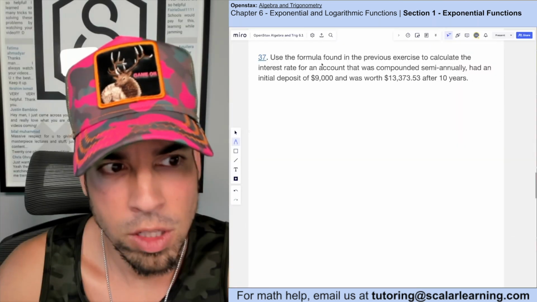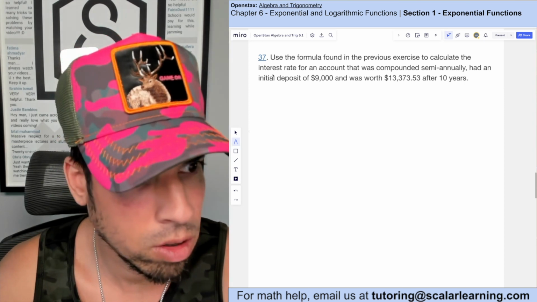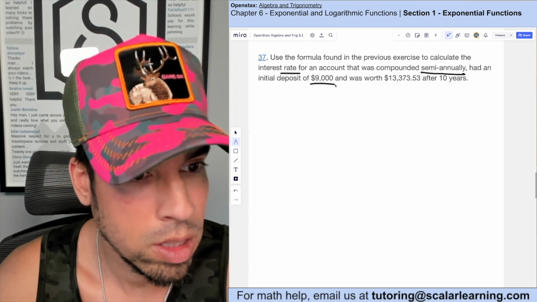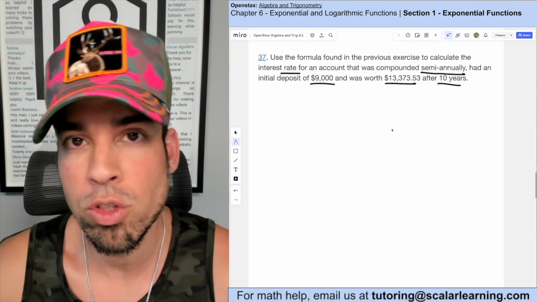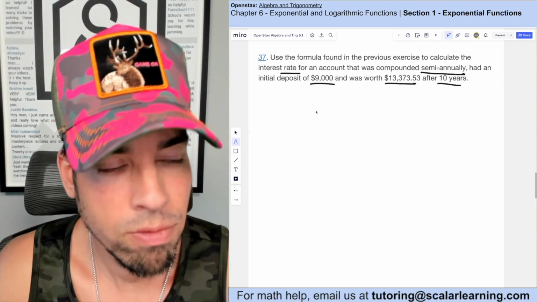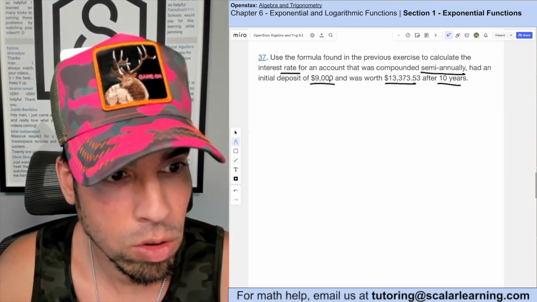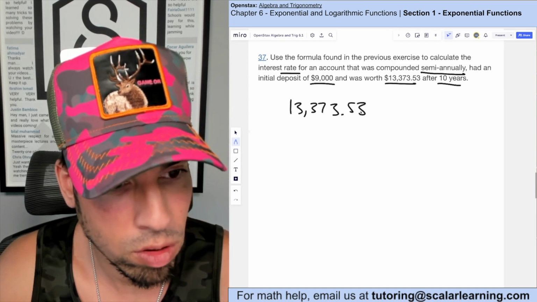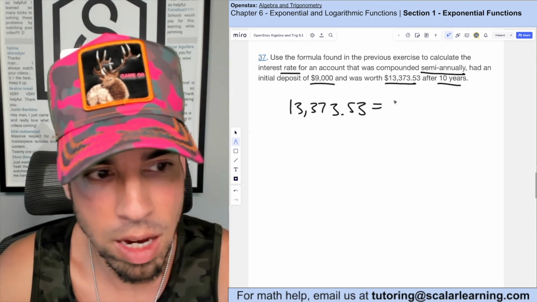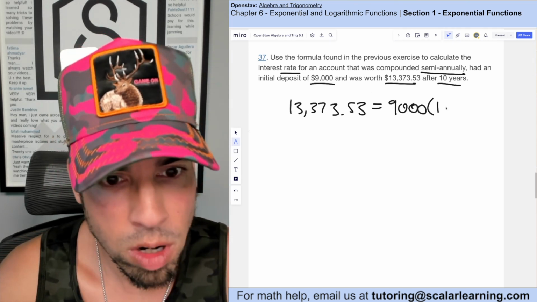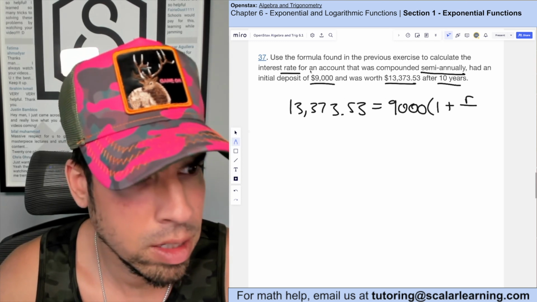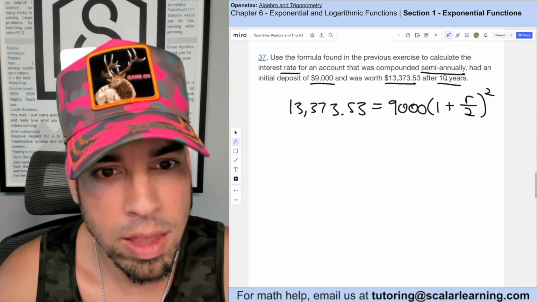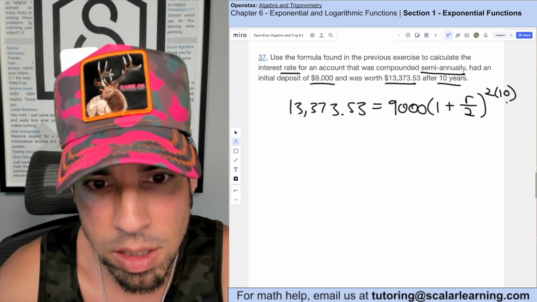Boom. So for this one, it says to use the formula found in the previous exercise to calculate the rate for an account that was compounded semi-annually, that's twice per year, with these different values. But what we're going to do is we're just going to use our typical compounded interest formula, and we're going to isolate for r. So let's check it out. So we've got a final value of 13,373.53, and that equals our initial deposit, aka principal, of 9,000 times 1 plus some unknown rate divided by, it said semi-annually, so that's 2 times per year times 2. And then the t value, the time value, is 10. So now we got a nice equation. Now let's solve.